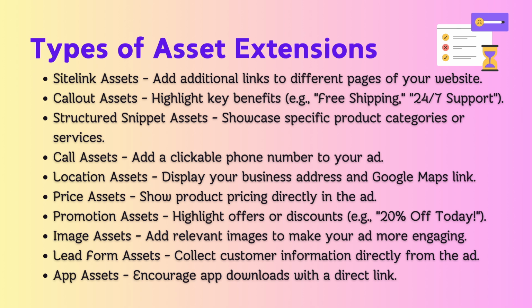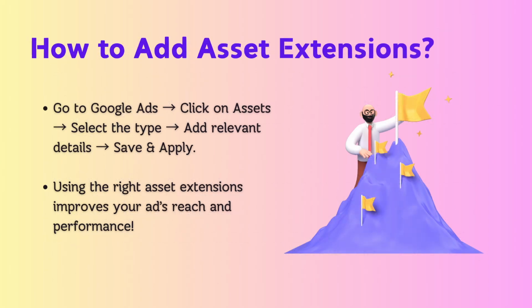What are promotion assets? Promotion assets highlight an offer or discount, for example, we are providing 20% off today, 40% off, and so on. What are image assets? Image assets add relevant images to make your ad more engaging. What are lead form assets? Lead form assets collect customers' information directly from your ad. What are app assets? With app assets, we encourage people to download the app with a direct link. So how to add an extension? First, go to Google Ads, click on assets, then select the type, add relevant details, save and apply. Using the right asset extensions improves your ad's reach and performance.